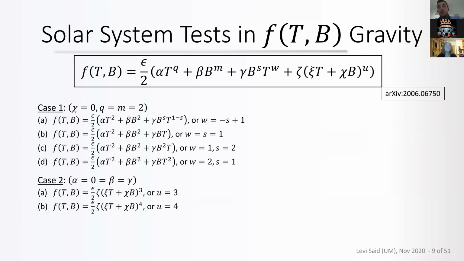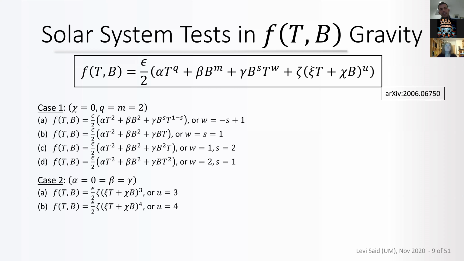Something else that has been done quite recently is solar system tests in f of TB. In this case, we're trying to see a little bit more generally what's going on. So now you have two scalars. Automatically, when you have two scalars, T and B, you have a choice in what you're going to look at. In this case, we try to look at as general a situation as possible for a sort of power law contribution for various combinations of the torsion scalar and the boundary term.